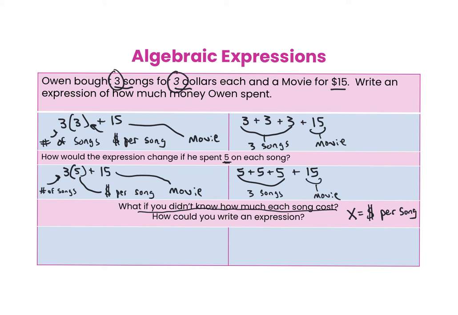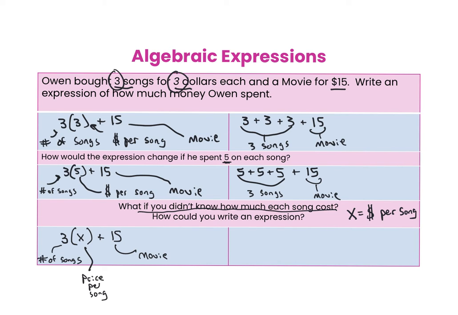And then we can start with Kara's method, where we say, well, we bought 3 songs. Each one cost x dollars, plus we bought a movie. So there's our number of songs. And then there's our price per song. And then there's our movie.